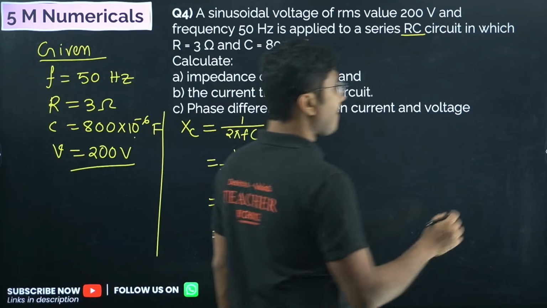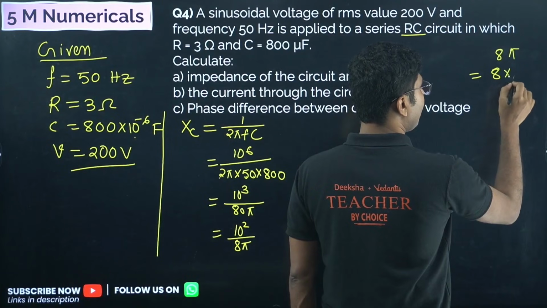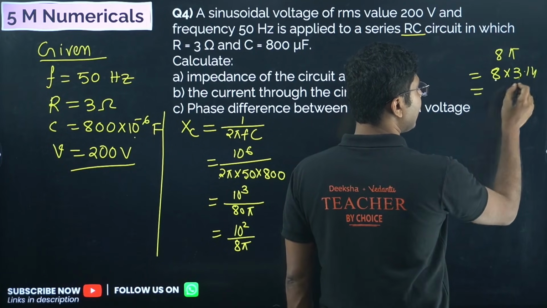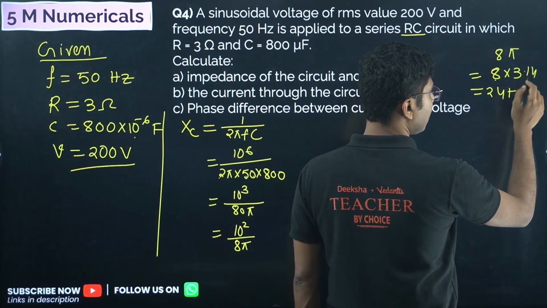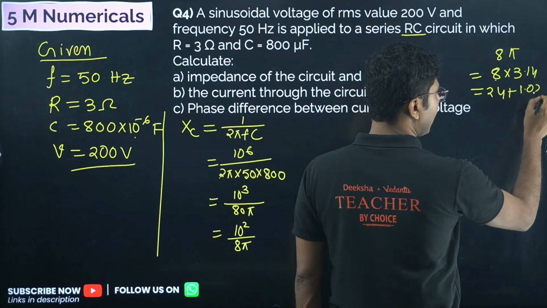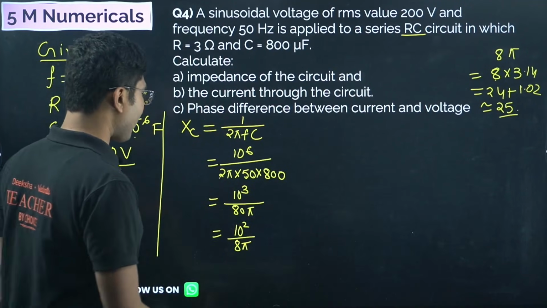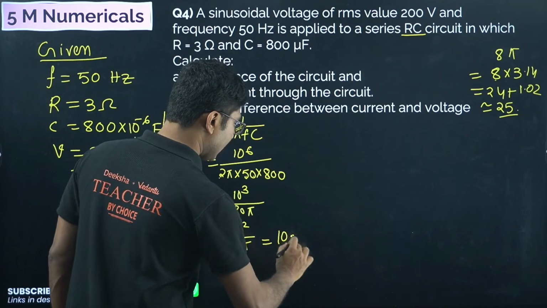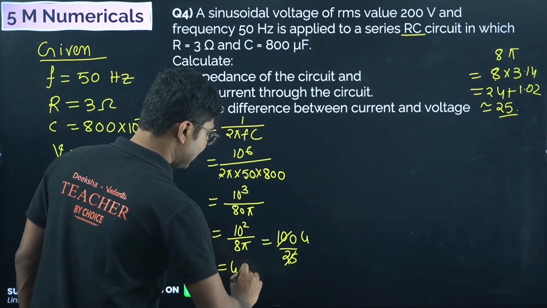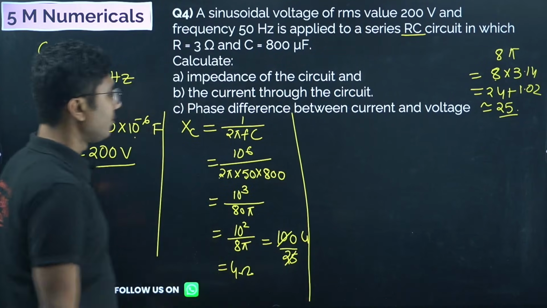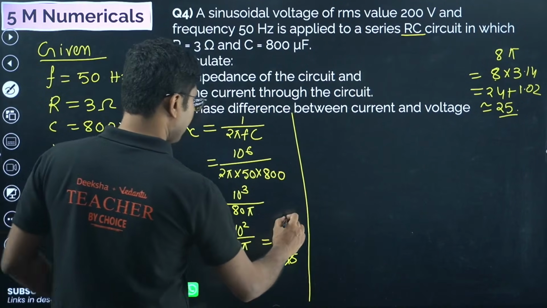Now what is 8 pi? 8 pi means 8 into 3.14. So 3 8s are 24 plus almost 1.02, that is 25. So you can take 8 pi very close to 25, and we will take that, so it will be 100 divided by 25, and that will be equal to 4. So the XC value we have calculated is 4. The first stage is done, but this is not the answer. We have to calculate the answers one by one.